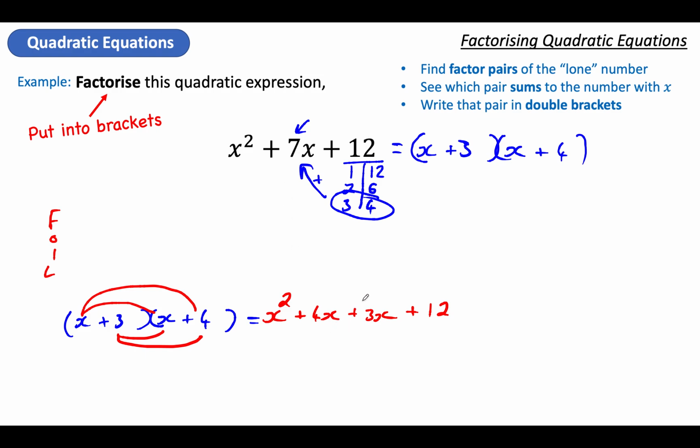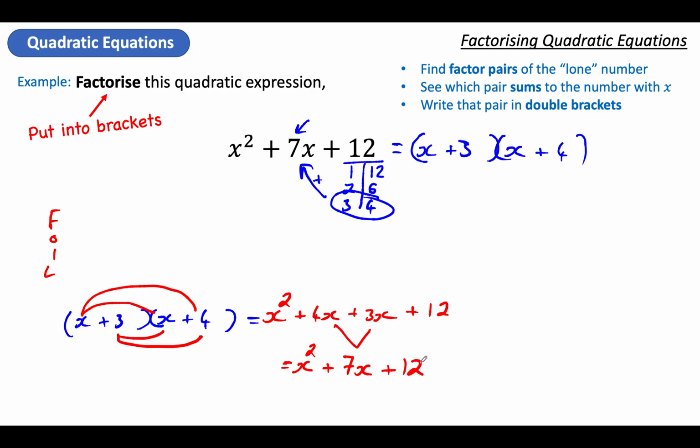And actually, look at this. 4x plus 3x. Well, 4x plus 3x, that simplifies, doesn't it? We can put those together to make 7x. That does appear in my expression. Right, so if I just tidy this up a little bit now, we've got x squared plus 7x plus 12. I am back where I started.